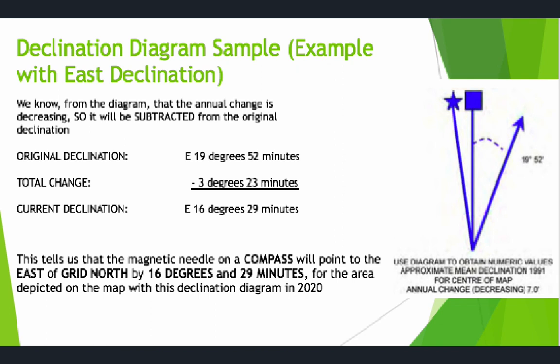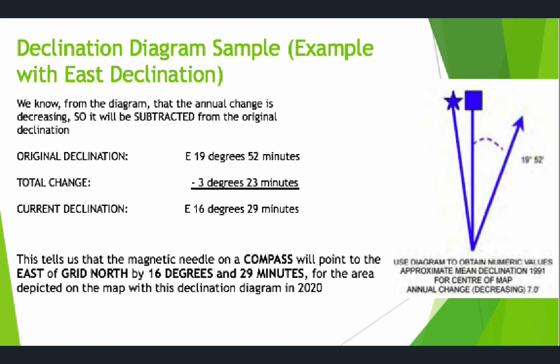Now it's time for the third and final step. We know from the diagram that the annual change is decreasing, so we know that it will be subtracted from the original declination. The original declination, as shown on the diagram to the right, is east 19 degrees 52 minutes. What we are then going to be doing is subtracting the total change, which we know is 3 degrees and 23 minutes. This gives us our current declination, which is east 16 degrees and 29 minutes.